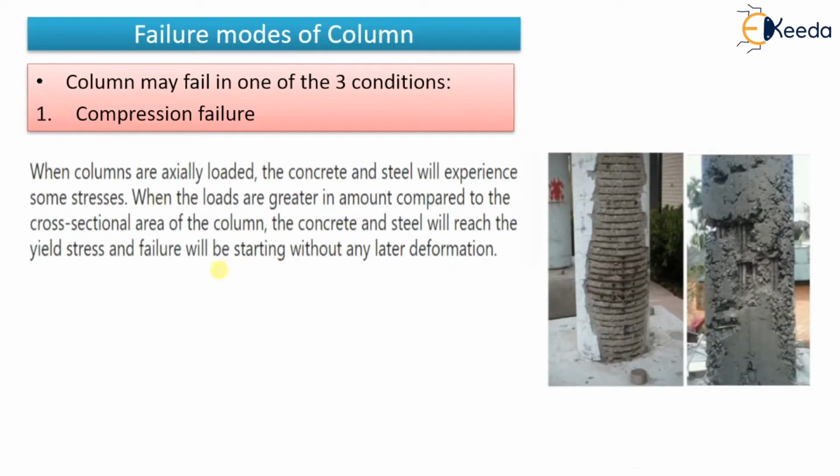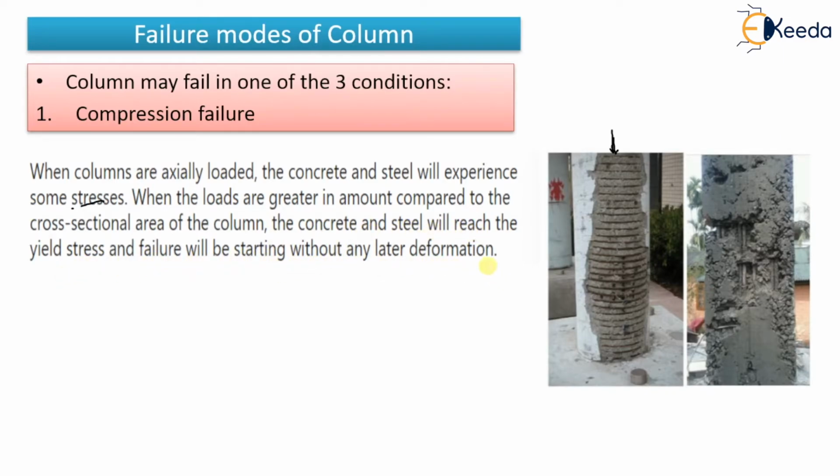So the first type of failure is the compression failure. Now see what it says. When columns are axially loaded like this, the concrete and the steel will experience some stresses. I am giving just an example of an RCC building, but the case will also be the same in steel structures. So there will be some stresses, and when the loads are greater compared to the cross-sectional area of the column, the concrete and the steel will reach the yield stress, and the failure will start without any later deformation.